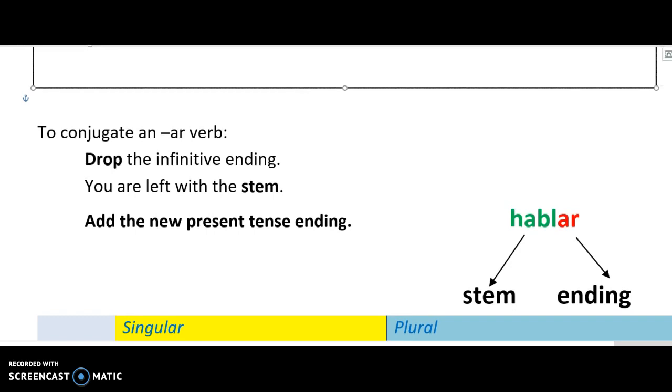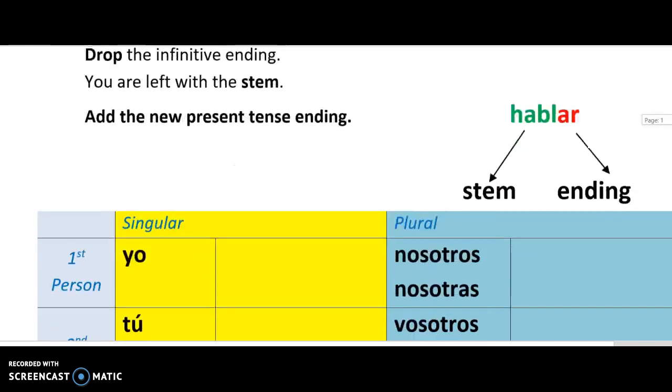So to conjugate an AR verb, you're going to drop the infinitive ending. You see my infinitive over here? We're going to use the verb hablar, to talk. Well, here in red, this is the infinitive ending. We are going to drop it. What's left over here in green is the stem. So everything but the AR is called the stem. What you're going to do then is drop the AR and add a new ending.